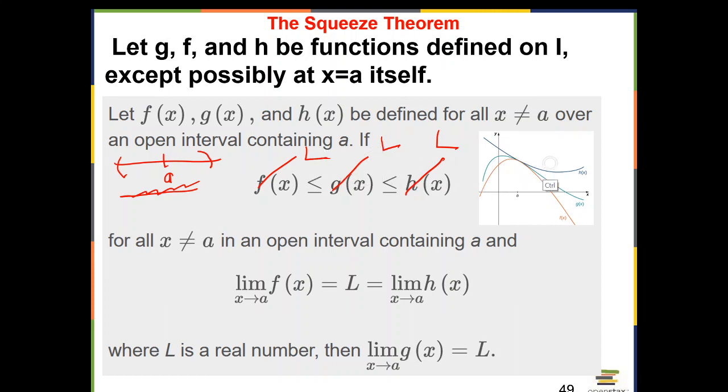And you see a picture of it here. So the green one is g, and here are f and h. The green one is stuck between the 2, and when we get to this point a, these 2 functions approach that number right there, and the green has no choice but to approach the same number. That's the idea with the squeeze theorem.